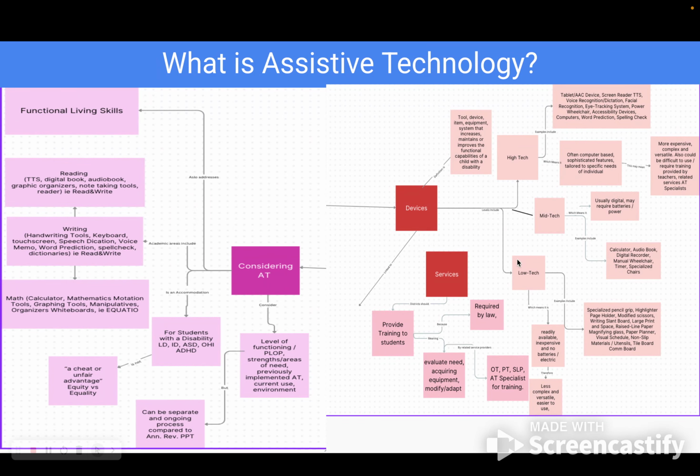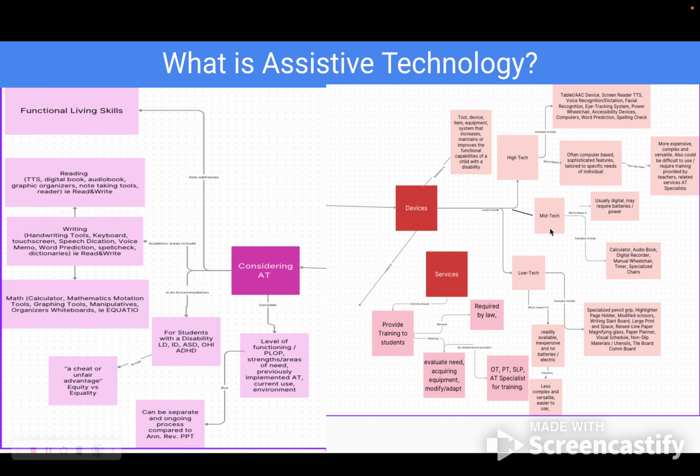Low-tech items or devices are readily available, inexpensive, and require no batteries or electrical input. Therefore, they are less complex and less versatile, but they are much easier to use. Some examples may include specialized pencil grips, highlighters, large print and space, raised line paper, and a variety of others.